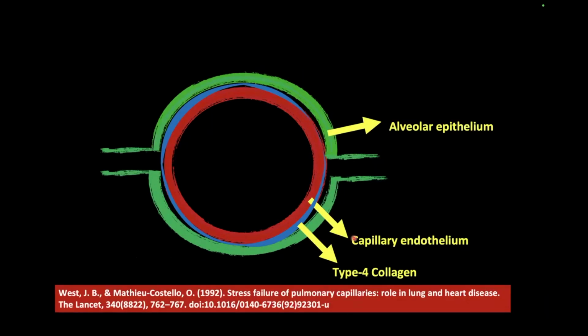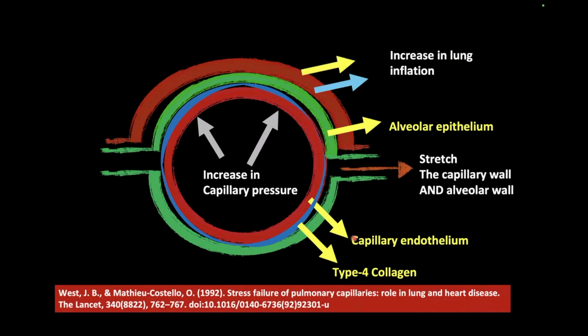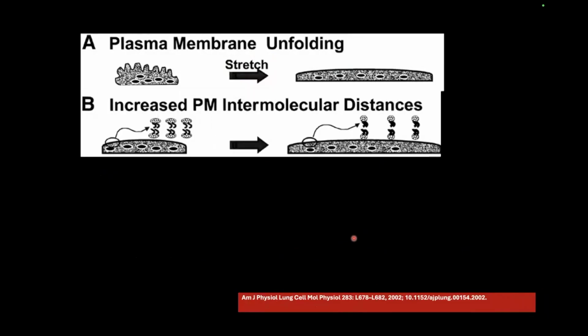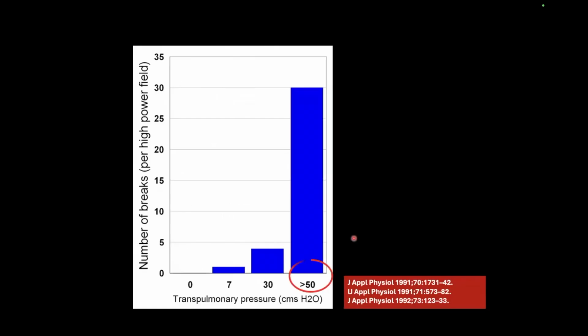There can be pressure from inside, as we see in pulmonary hypertension, or stretching from outside because of high pressure or high volume, all ultimately leading to an excess amount of stress and strain on the alveolar-capillary membrane. This can lead to various stages of injury like unfolding of the plasma membrane, intermolecular distancing, lipid trafficking, and finally stress fractures in the alveolar-capillary interface and the interstitium. Studies have shown that at a transpulmonary pressure of around 30, things are still safe, but once you go above 30, like 40 or more than 50, there is a dramatic increase in the number of breaks in the alveolar-capillary membrane interface.